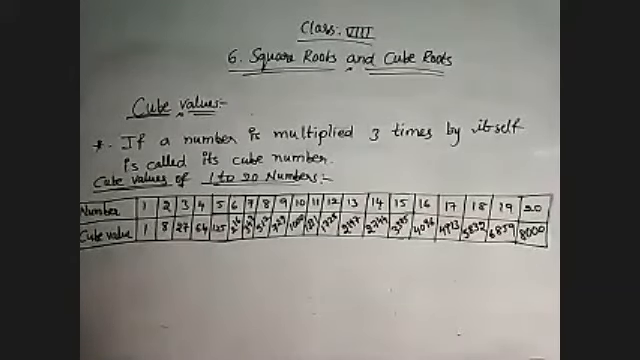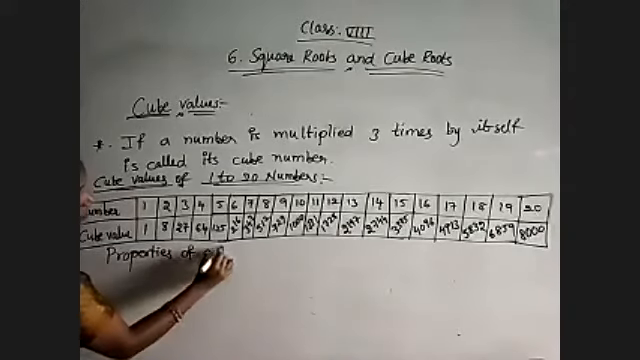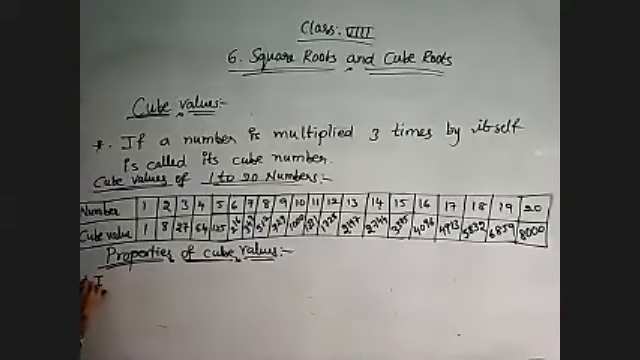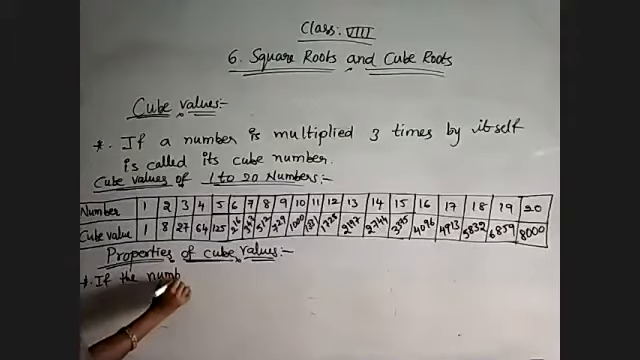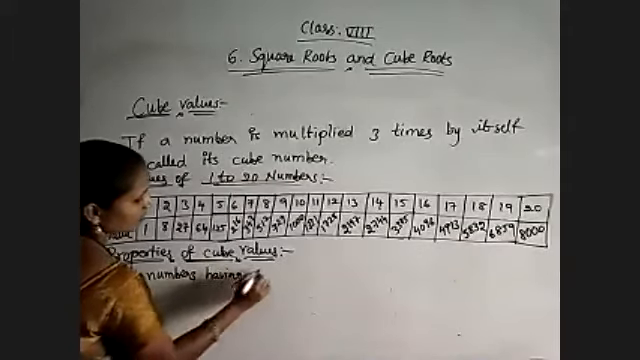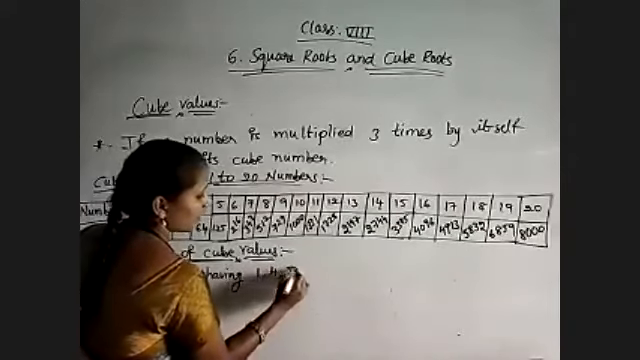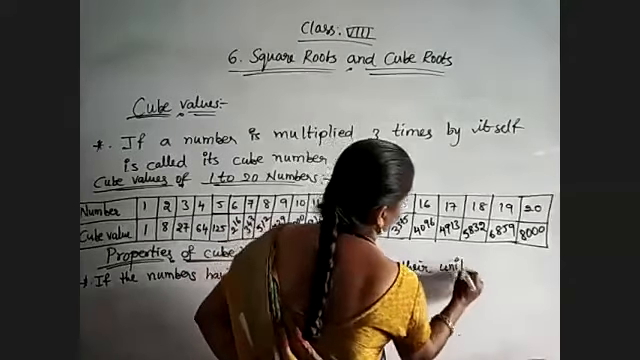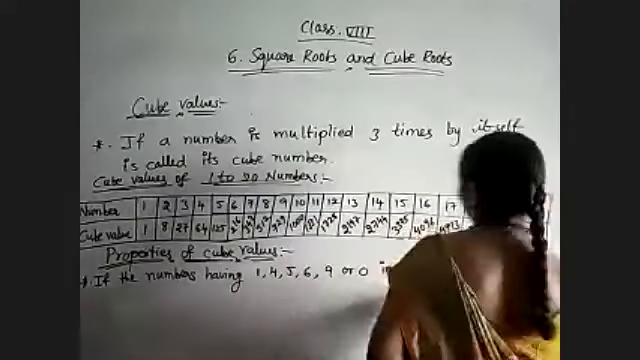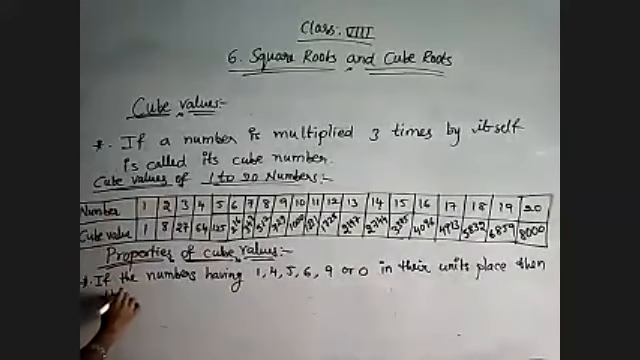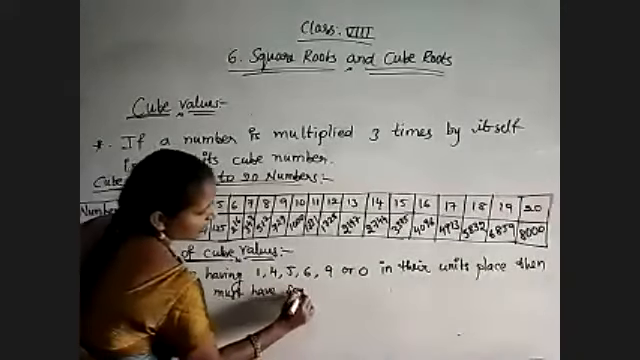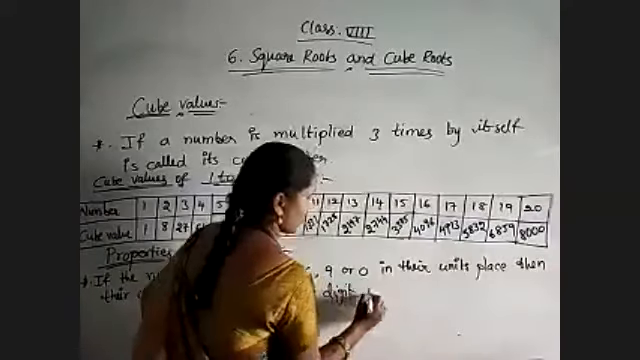Next, coming to the properties of cubes. The numbers having 1, 4, 5, 6, 9 and 0 in their unit place, their cubes also must have the same digit in their unit place.